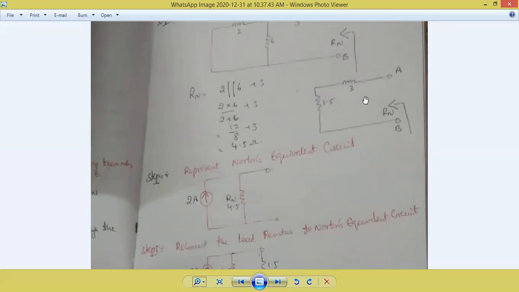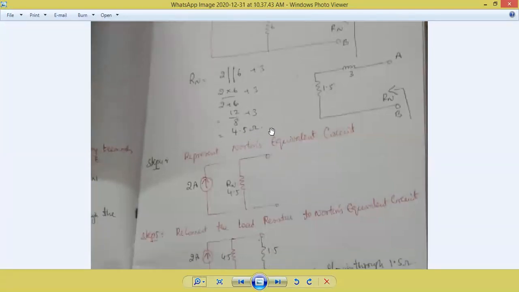So series means what? Series connection means R1 plus R2, we know. So 1.5 plus 3, I have written here plus 3. Understood? 12 by 8 plus 3. You can write it from the start or at the last. So what value do we get? 1.5 plus 3 ohms is total 4.5 ohms. Again, this is the total equivalent resistance seen from the terminals A and B. Rn is equal to 4.5 ohms.